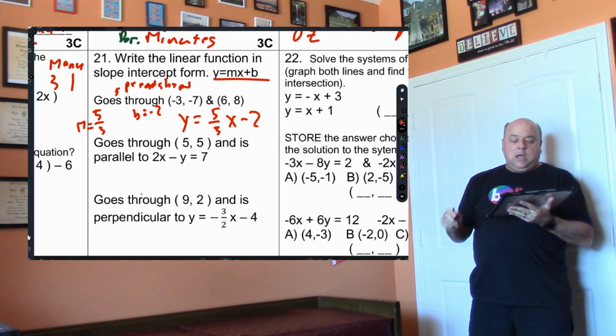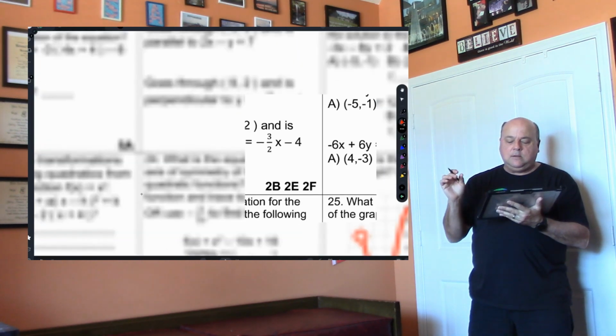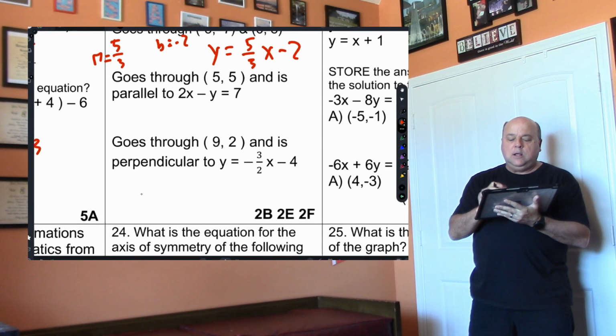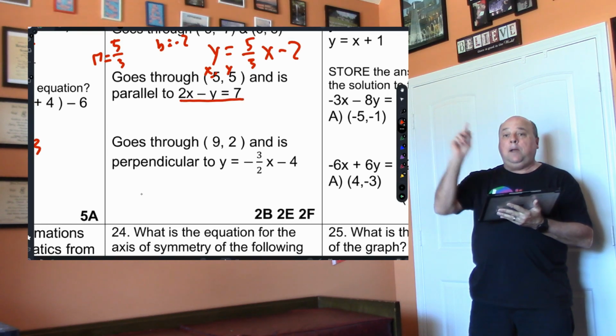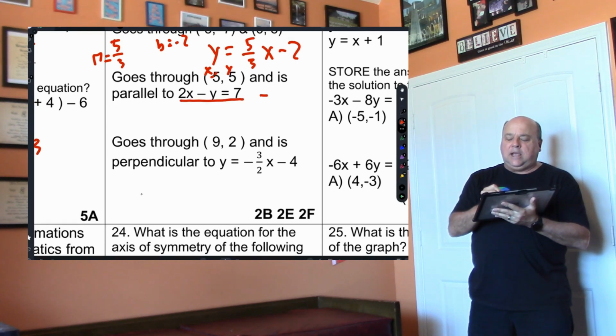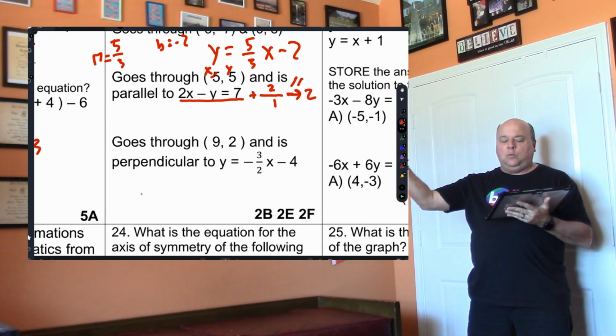Going on. It goes through this point. This is my x, this is my y, and it is parallel to this. So remember, our slope is a over b, which is 2/1. The opposite of the negative is a positive, so my slope is 2. Okay? My slope is 2. It's parallel. It won't change.